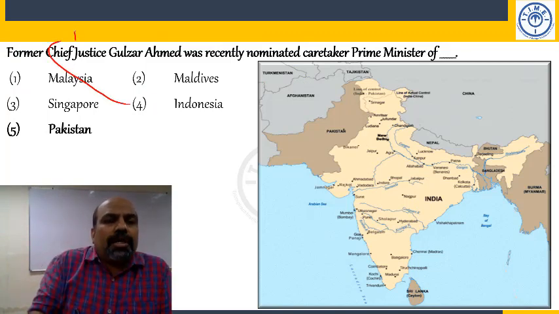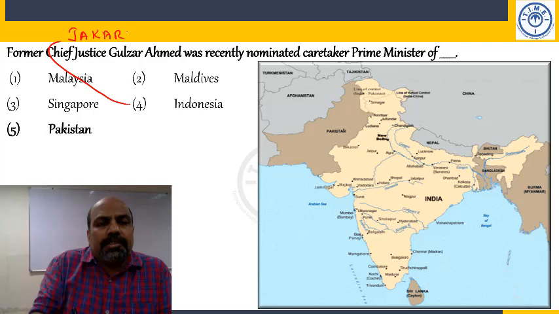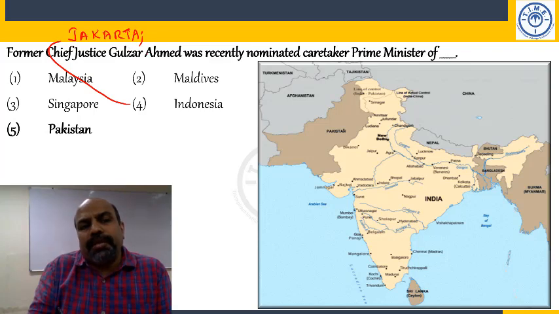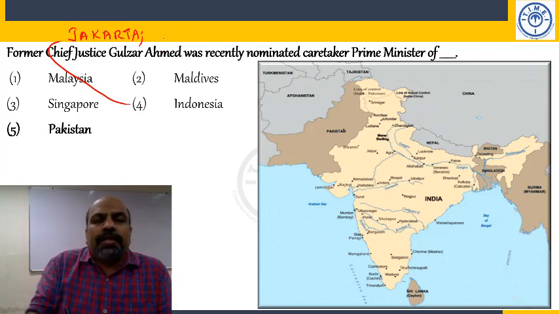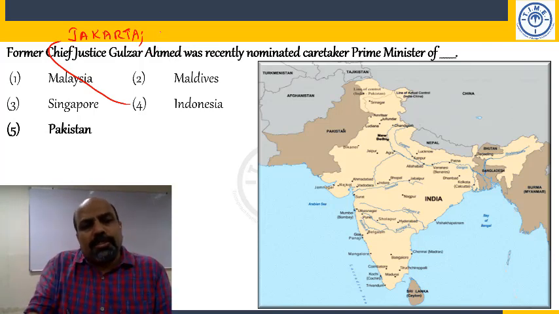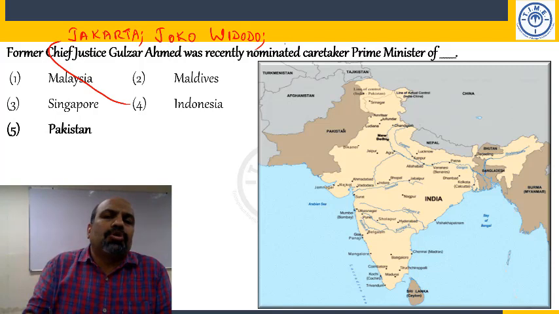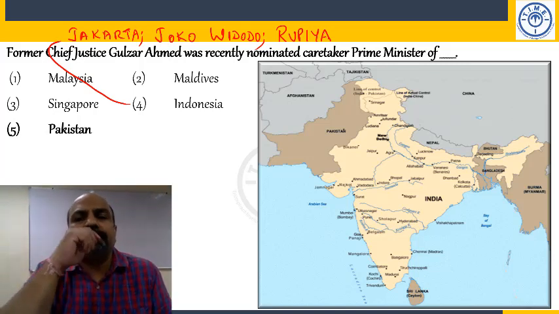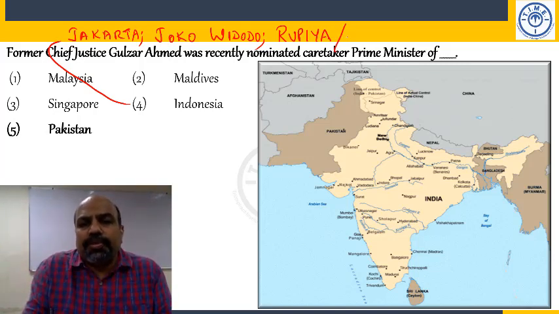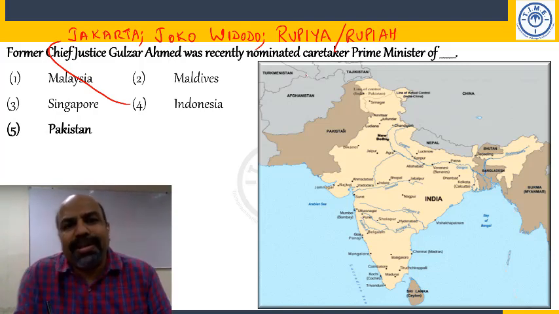Indonesia's capital is Jakarta. They are planning to shift the capital, but that's a work in progress. Jakarta is a capital. In fact, this also comes from the Sanskrit name. Then the president is Joko Widodo. And the currency is rupiah, Indonesian rupiah. You could also find the spelling to be this way. Both are fine, don't worry.